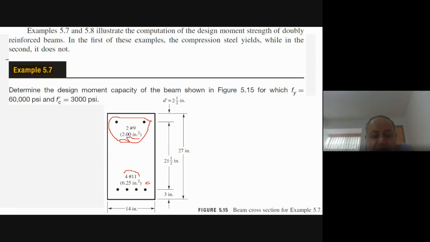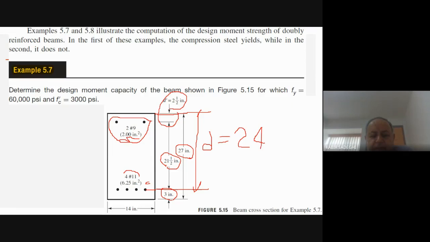And d, don't forget, don't mix up, is from the center of the tensile steel up to the top, which is the extreme fiber of concrete in compression. This is d. Therefore, for us, d is this height plus this one, or total height minus concrete cover. Therefore, you see that 27 minus 3 is 24 inches.